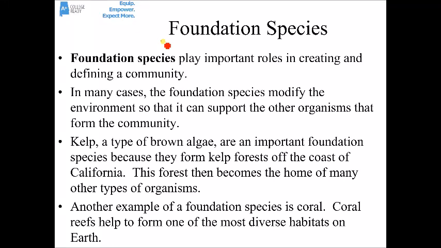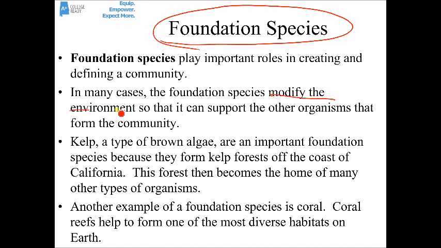So let's talk about organisms that are sometimes referred to as foundation species. These are organisms that play important roles in creating and defining a community. Oftentimes they modify the environment and help it to be more able to support other organisms. A good example of a foundation species are kelp.